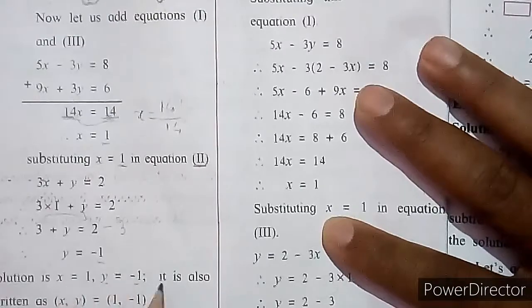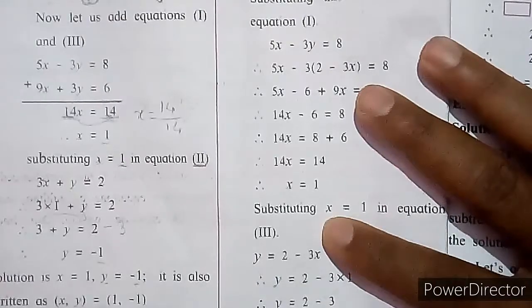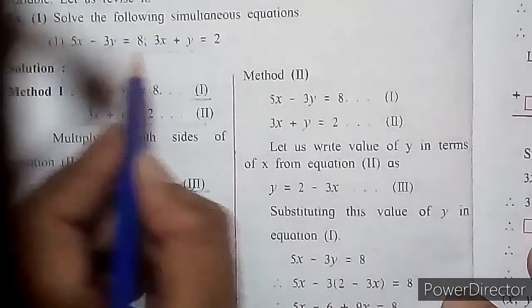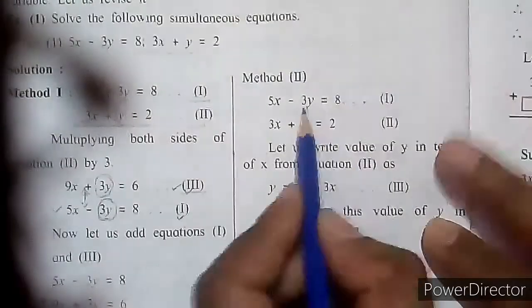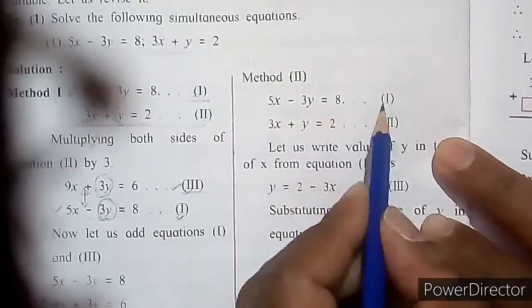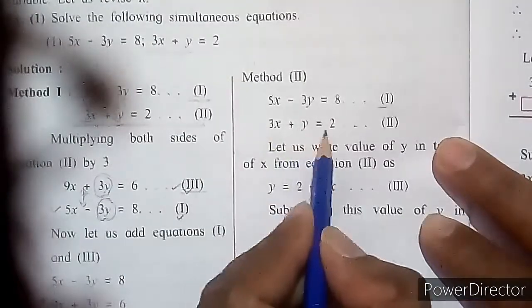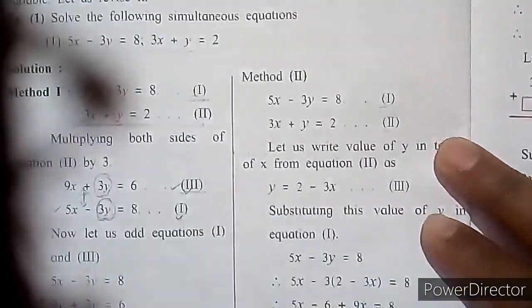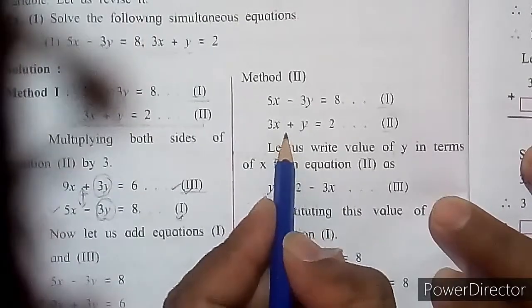It is also written as x comma y. You can write it in the form x comma y, where the value of x is 1 comma the value of y is minus 1. Now we have to solve the same problem with the substitution method. Here the first equation is 5x minus 3y equals 8. This is the first equation. 3x plus y equals 2 is the second equation. Now this is the substitution method.